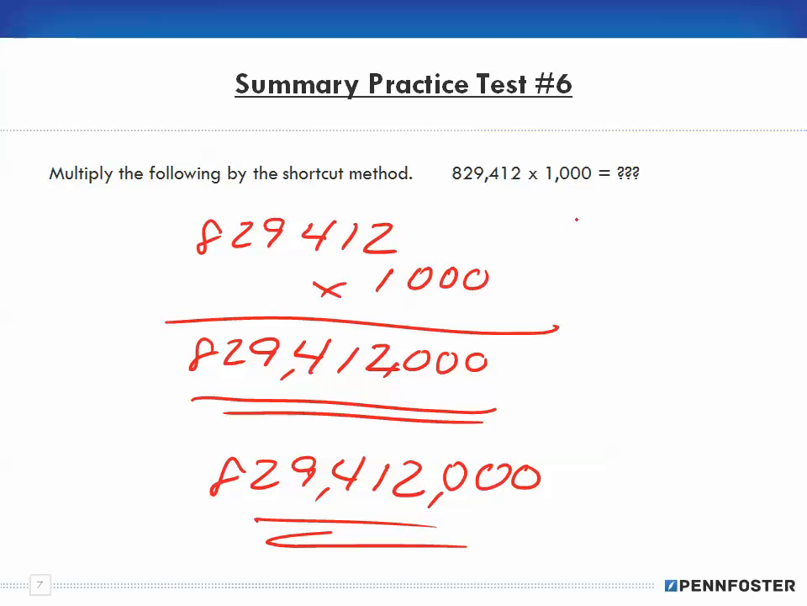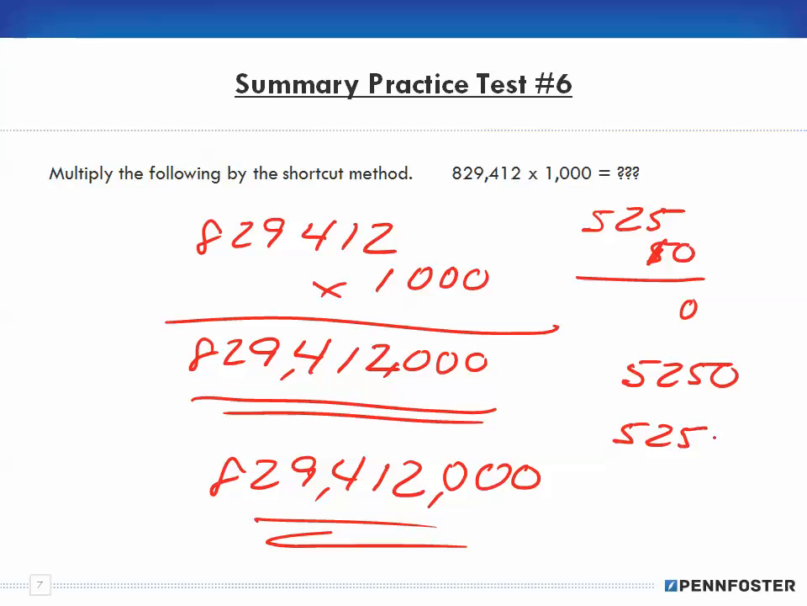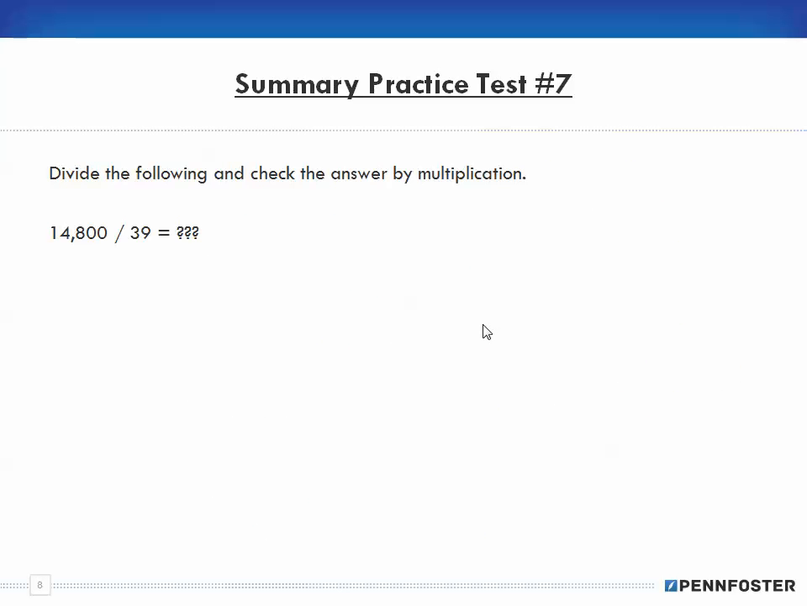Quick aside, let's say I had 525 and I'm multiplying by 50. Again, I'm just dropping down the 0. That's the shortcut method right there. If I was multiplying by 10, I would write 525, and since I only have the 1 zero, I would just add the 1 zero. If I was multiplying by 100, I would take 525 and add the 2 zeros, because 100 has 2 zeros. That's the shortcut method.